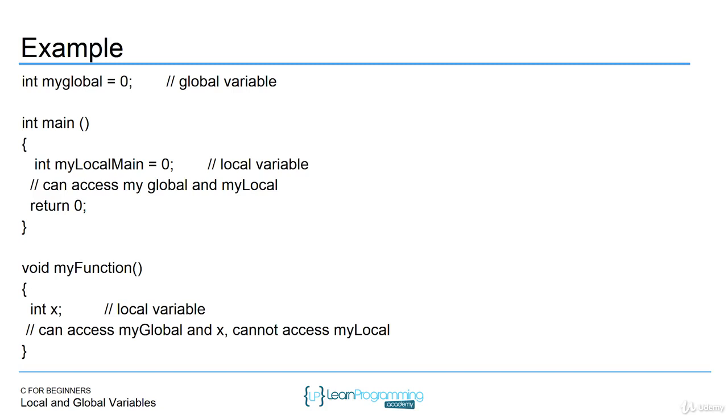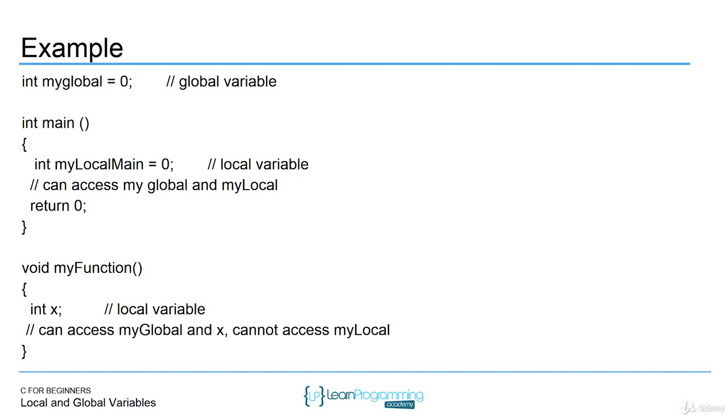In the main function, we have a myLocalMain. You can only access myLocalMain inside the main function. But because myGlobal is a variable that's global, you can also access that in the main function. So the main can access two variables, the local and the global. And myFunction has a local variable named x because it's declared inside the brackets of the function body. And we can actually access the global variable, which is myGlobal. We can also access x, but we cannot access myLocalMain, I should say, because myLocalMain is only inside the main function. We don't have access to that.